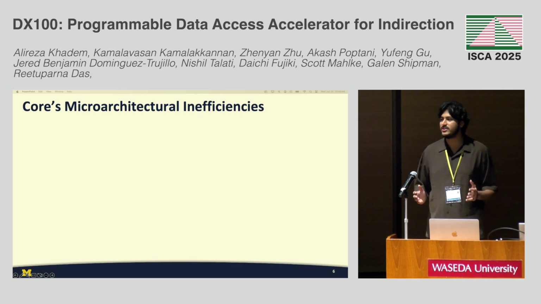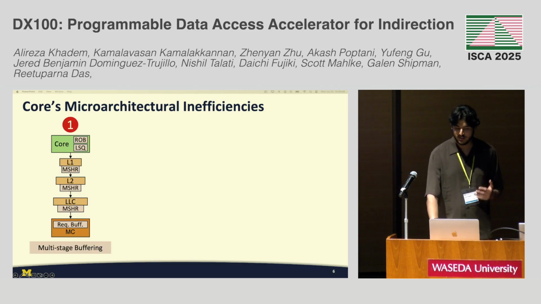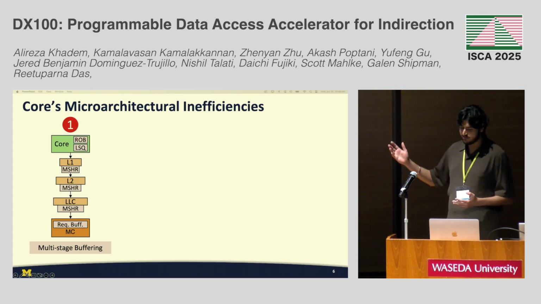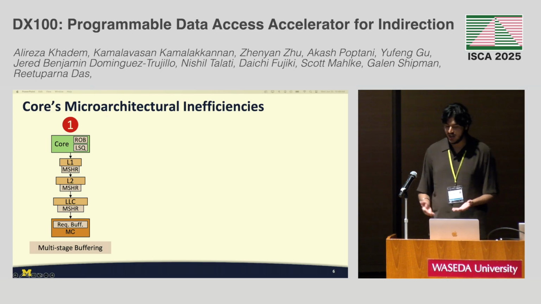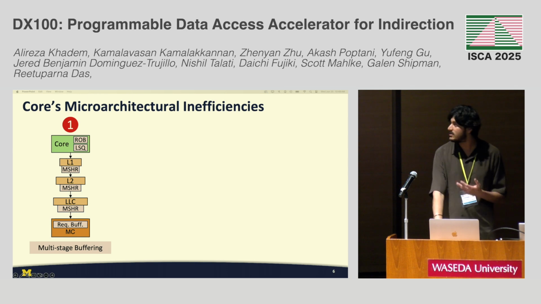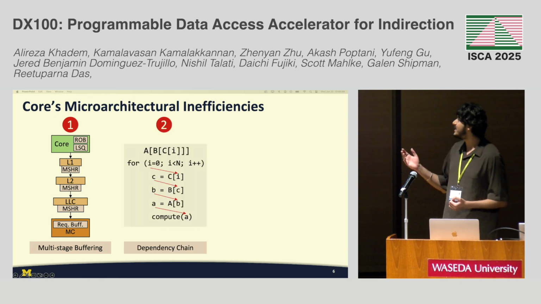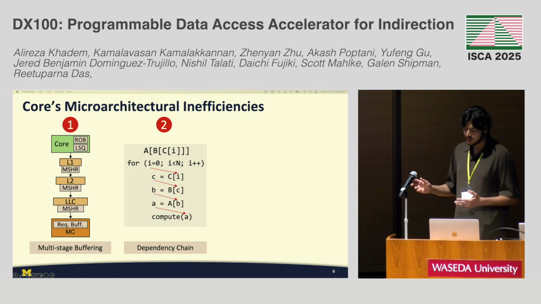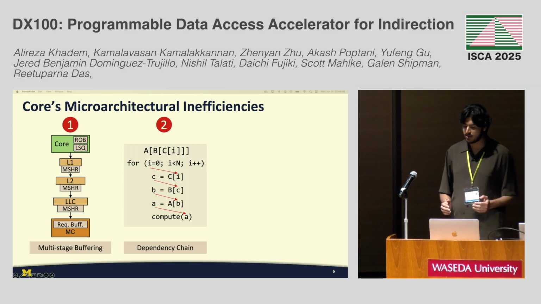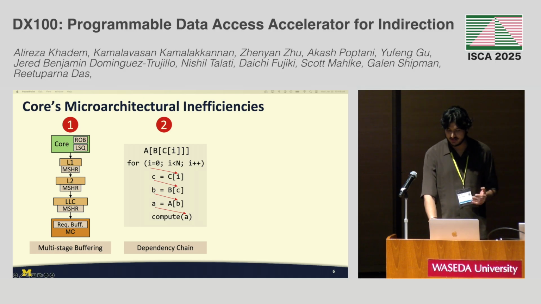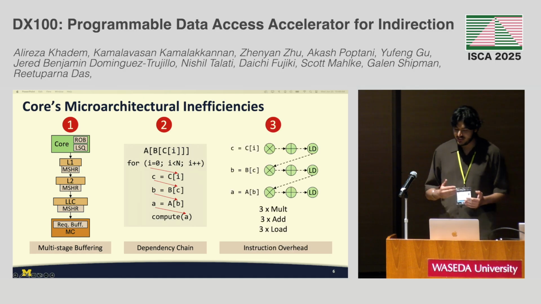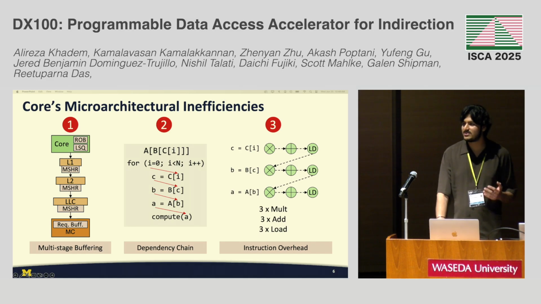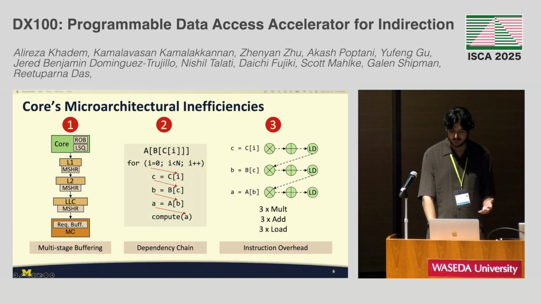Conventional cores are inefficient for indirect memory accesses. Let's look at why. Memory level parallelism is limited by the multi-stage buffering, which is the ROB, LSQ, MSHR, and the memory controller request buffers. Secondly, there's a chain of dependencies in the indirect data accesses. This chain of dependencies limits the number of outstanding memory access instructions. Thirdly, this chain of dependencies involves multiple compute and memory access instructions. This results in significant time and energy consumption.